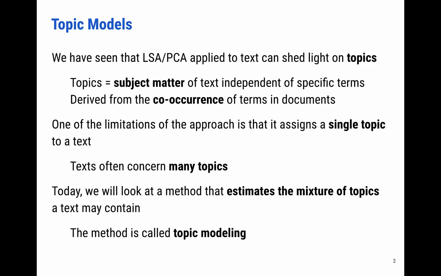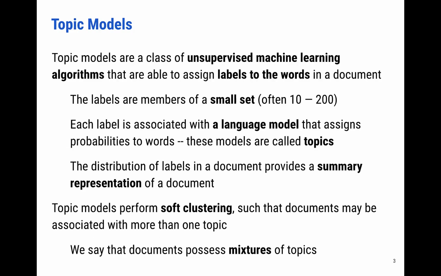Strong as that method is, one of its limitations is that it assigns a single topic to a text, and we know that texts often concern many topics, and so we'd like to find a method that would allow us to actually find a mixture of topics associated with a text. So a text may be about genetics and it might be about agriculture at the same time, for example. So there's a method for doing this, a general method that we'll call topic modeling.